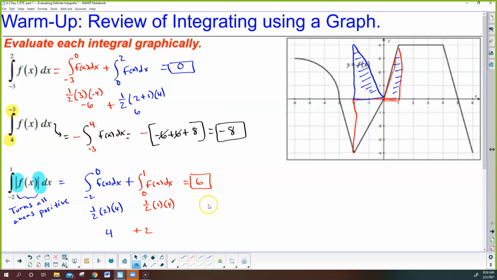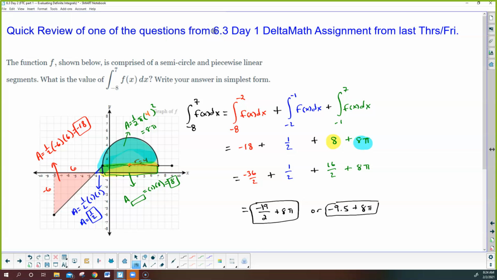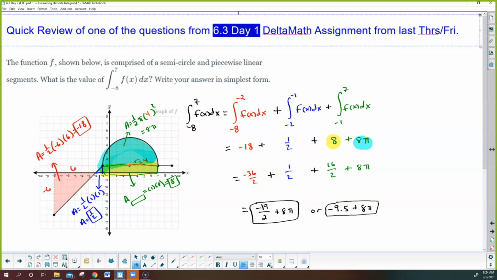Okay, now, we are going to teach you eventually how to do this in your calculator when you're given a function itself, not a graph. If you're given a graph, you have to rely on geometric area. Okay, well, this leads us into one of the questions that we had from the 6.3 day one. And what I noticed with some of the results is this problem specifically just gave us a little bit of a challenge. So I decided to do it here for you.